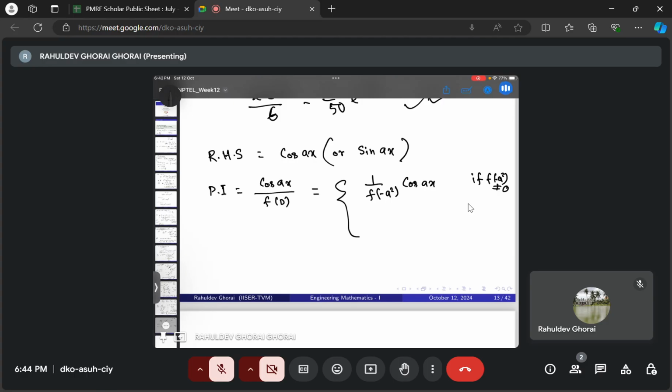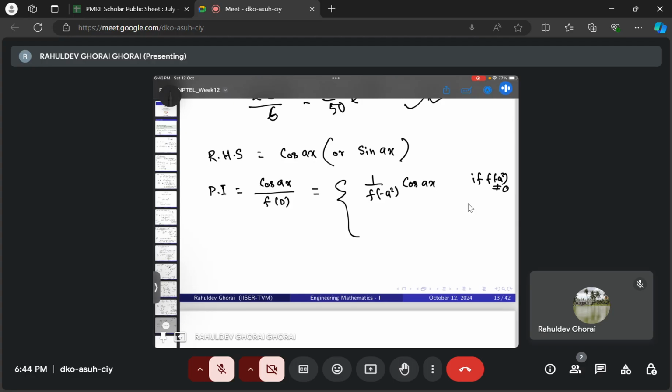What if f of minus s square is equal to 0? So if f of minus s square is equal to 0, then you will have a factor like d square plus a square, right? So you will have a factor like d square plus a square. So in that case, the solution will be always this.